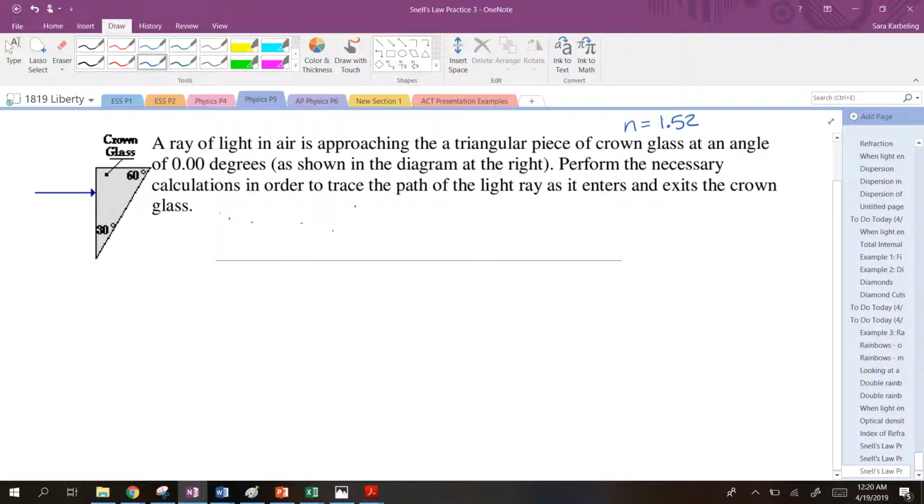At an angle of 0 degrees. 0 degrees. That means that it's coming in straight head on, as shown in that picture. It says, perform the necessary calculations in order to trace the path of the light as it enters and exits the crown glass. Okay, so this one's going to take a little thinking, but you guys are good at thinking, so we got this. So you've got your light that's coming in.